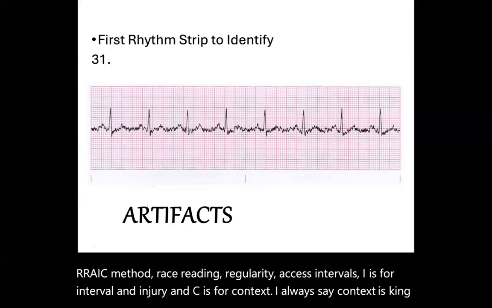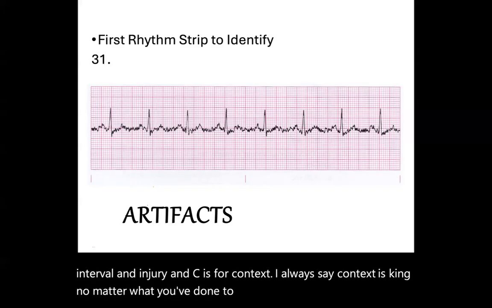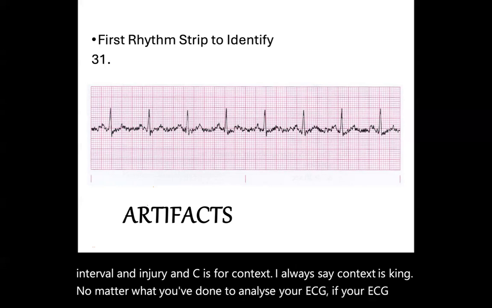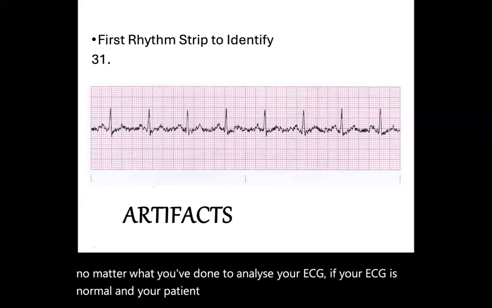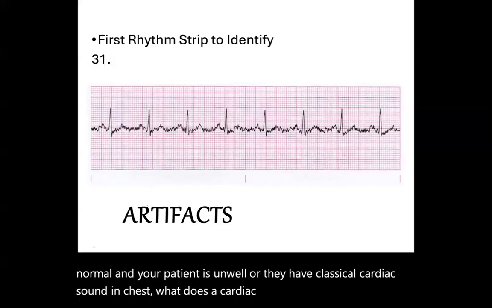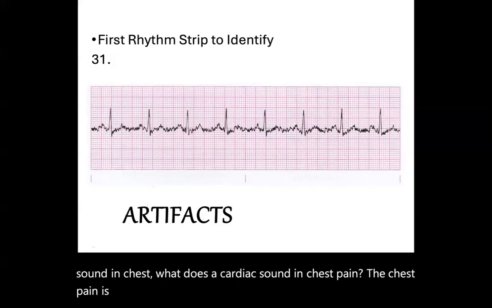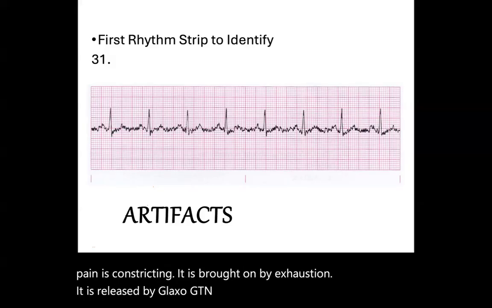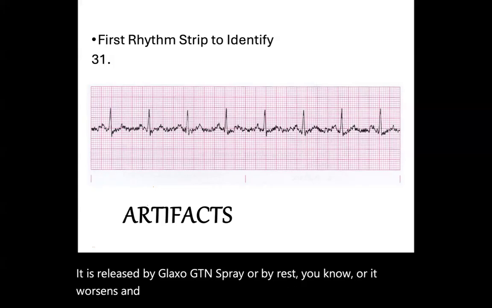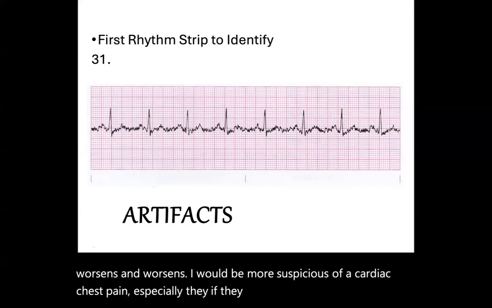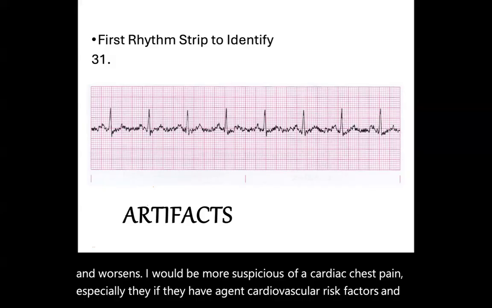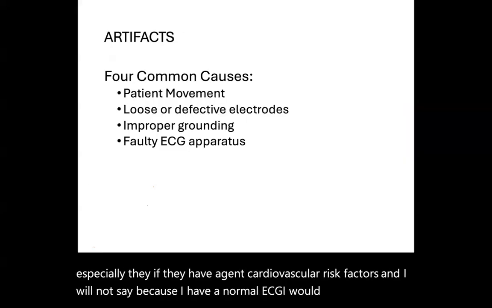No matter what you've done to analyze your ECG, if your ECG is normal and your patient is unwell or they have classical cardiac sounding chest pain, what is a cardiac sounding chest pain? The chest pain is constricting, it is brought on by exertion, it is relieved by GTN spray or by rest, or it worsens and worsens. I would be more suspicious of a cardiac chest pain, especially if they have age and cardiovascular risk factors. And I will not say because I have a normal ECG, I would not act.